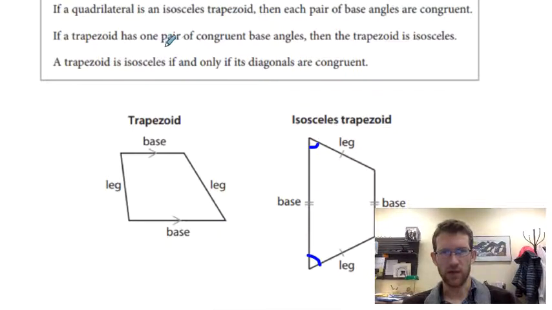If a trapezoid has one pair of congruent base angles, then the trapezoid is isosceles, essentially the reverse of that, right? A trapezoid is isosceles if and only if its diagonals are congruent. I missed this one as well. And then finally, yeah, the diagonals are congruent, so this one is equal to this one, right? It's not true for this trapezoid here.